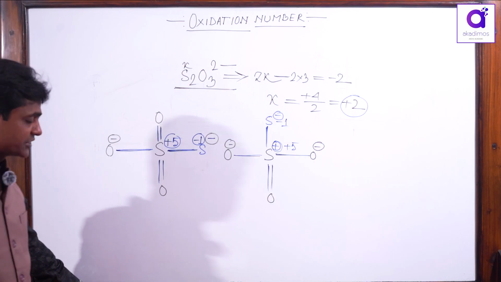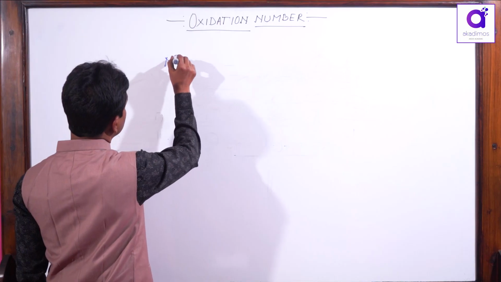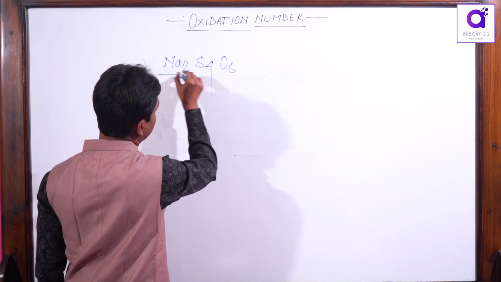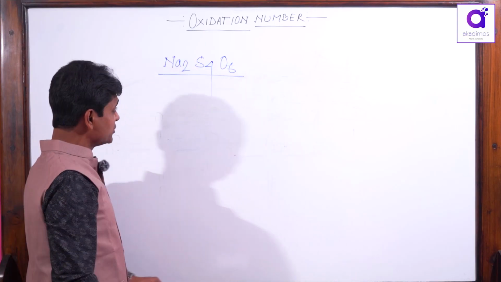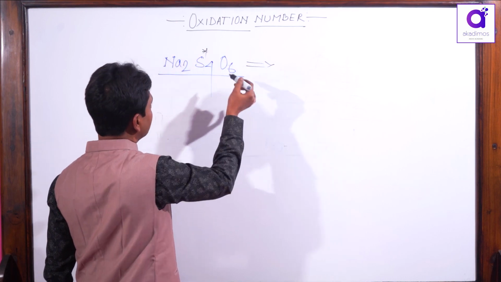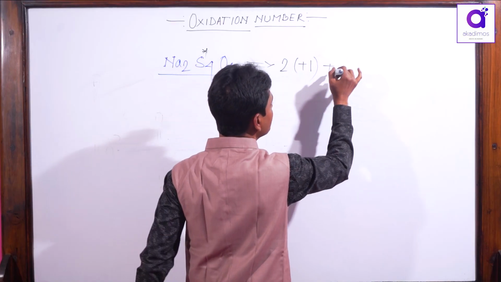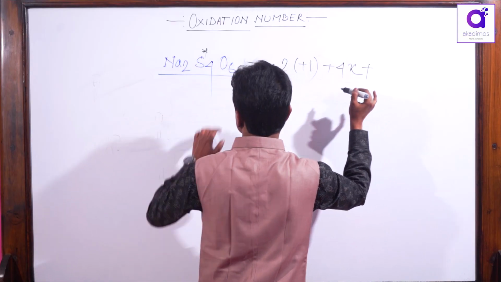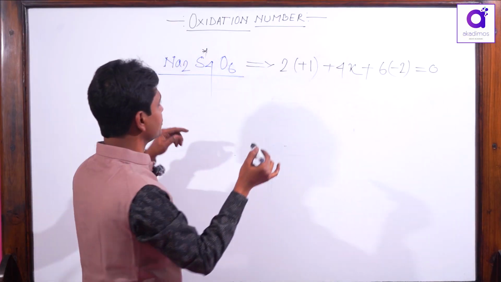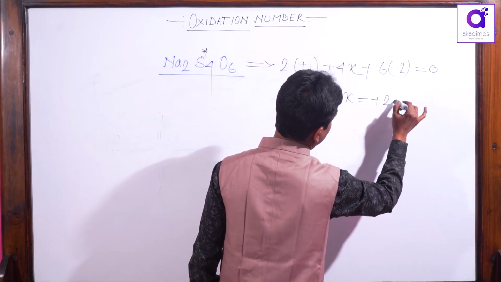Where you will get the oxidation number of different atoms in a molecule: Na2S4O6. This is sodium tetrathionate. If I calculate the average oxidation number of the sulfur, sodium is plus 1, two sodium is plus 2. Sulfur you don't know: 4x plus 6 into minus 2 is equal to 0. The molecule is neutral. And from there, if you calculate, x is equal to plus 2.5.